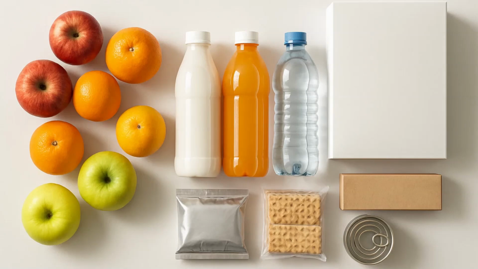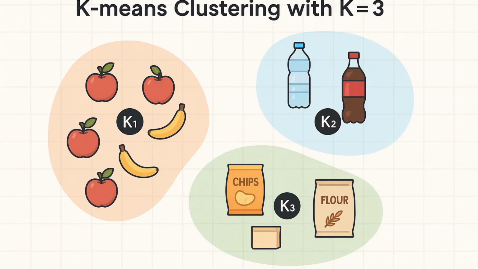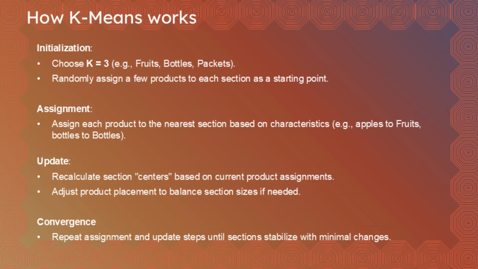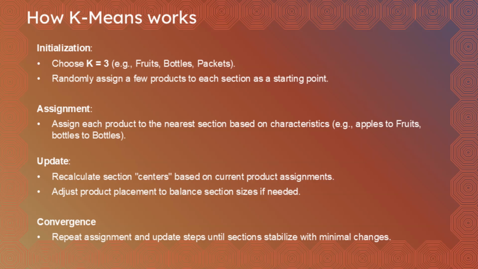and packets. Initialization. First, we decide on the number of clusters, in this case K equals 3. Then, we randomly place a few products into each of the 3 sections just to get started. Assignment. Next, we look at each product in the store and assign it to the section it fits best, based on characteristics like food type or storage needs. For example, apples and oranges go in the fruits section, while juice bottles go on the shelf with bottles. Update. After everything is sorted, we check to see if the sections still make sense.